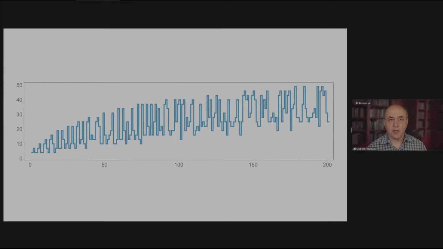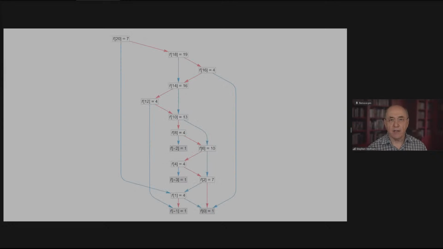How are these values actually computed? Well, to see that, we can make an evaluation graph in which we show how each value F of n is computed from ones with smaller values of n, here starting from F of 20.